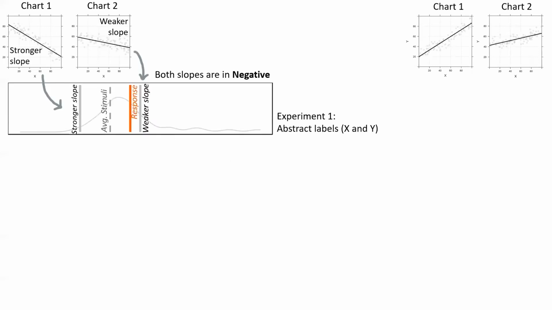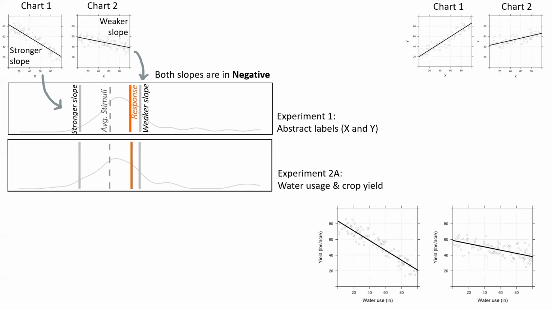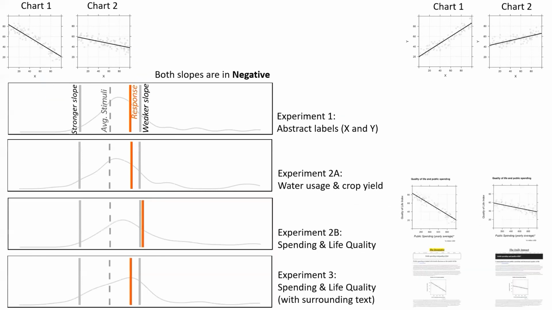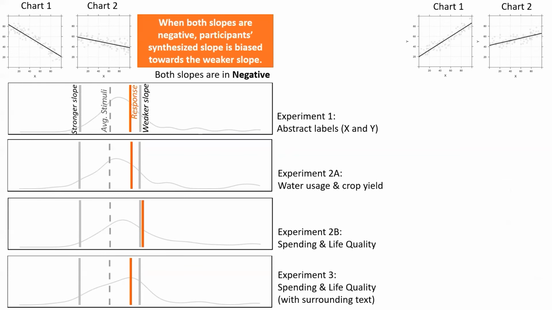When both slopes are negative, instead of plotting the negative slope on the left and the positive slope on the right, I will plot the stronger slope on the left and the weaker slope on the right. The red line shows average participant response. This is the result for when the charts are labeled with X and Y. And here are the results for when the charts are labeled with real-world variables, water and yield, and public spending and life quality, either as a standalone chart or with surrounding text. Again, you see that the results are quite consistent across these conditions. So when both slopes are negative, participants' synthesized slopes are biased towards the weaker slope. They think the synthesized slope more closely resembles the weaker slope.